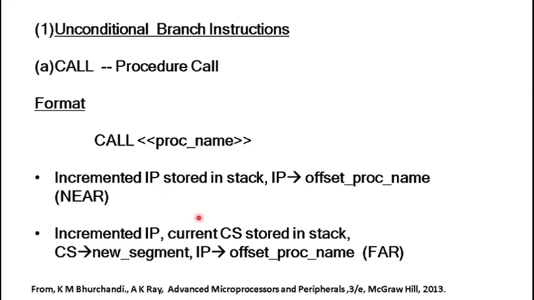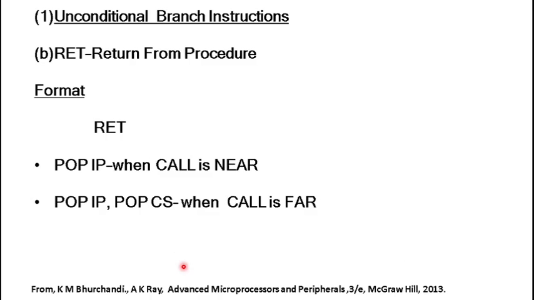Now suppose we are dealing with a far procedure, a procedure which is lying in some other segment. CS as well as IP values both have to be changed. The incremented IP, that is the current IP value, as well as the current CS value, will be pushed into the stack, and CS and IP will be loaded with new values so that execution may be passed on to the procedure that we are calling.